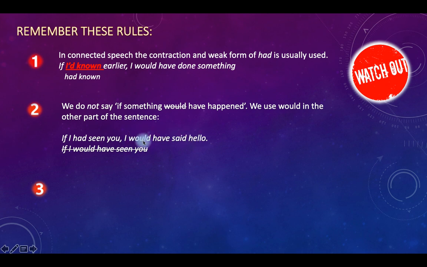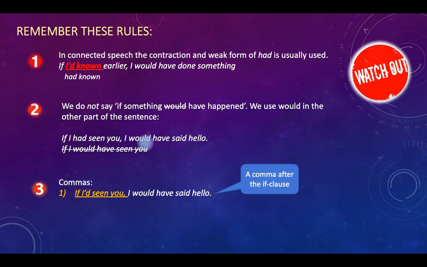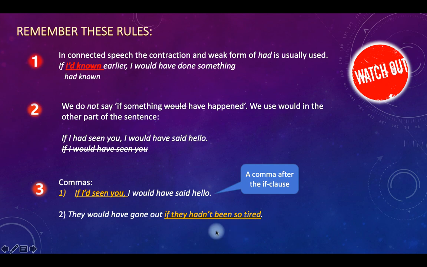Please, the same with will. We do not use would and will after if. I hope you do remember about commas, that we use commas only when the if clause comes first. If I'd seen you, comma, but if the if clause is in the other half of the sentence, we do not use commas. They would have gone out if they hadn't been so tired. No comma here.